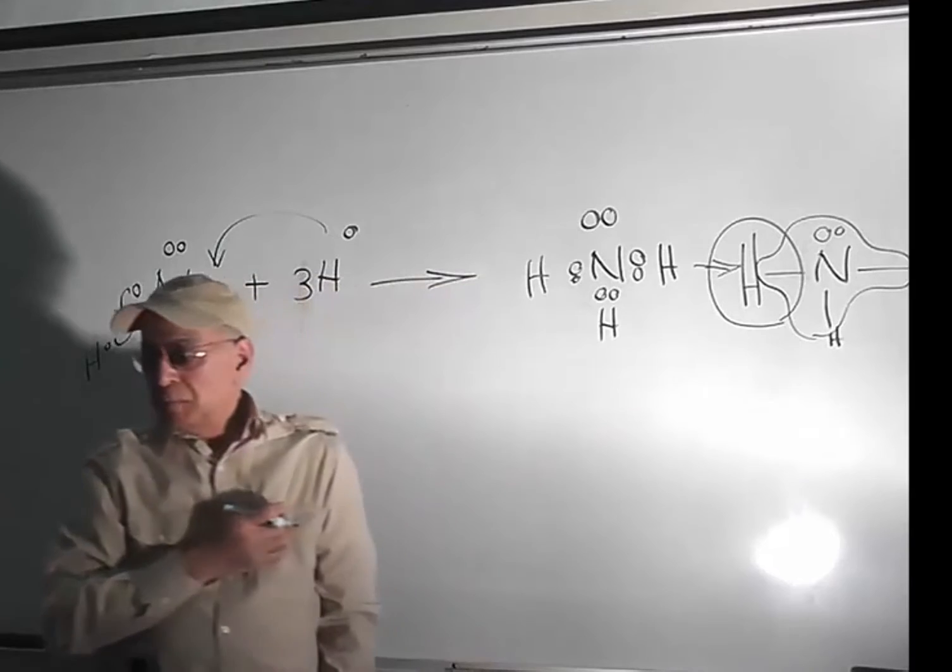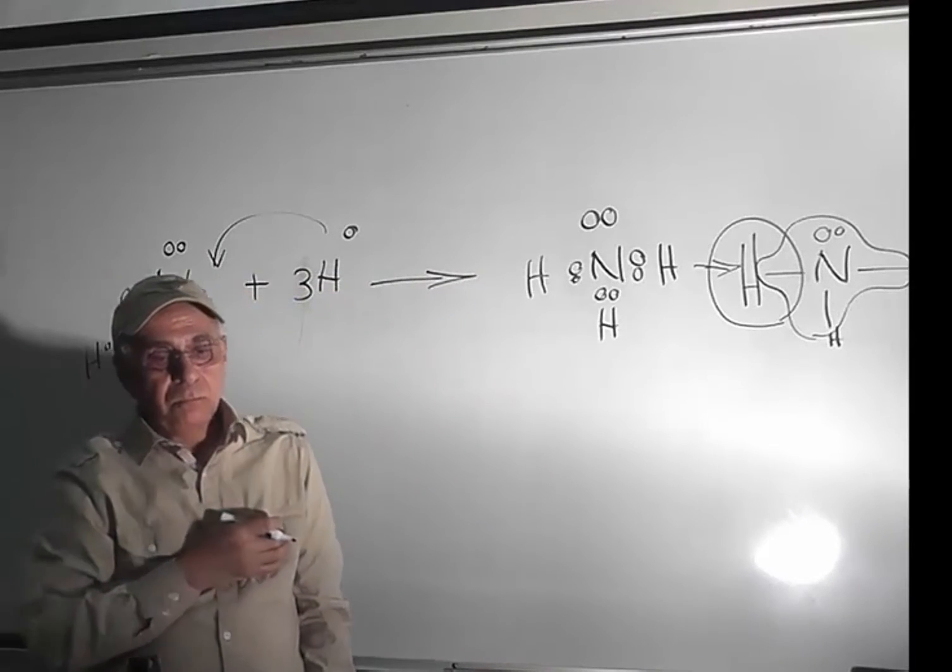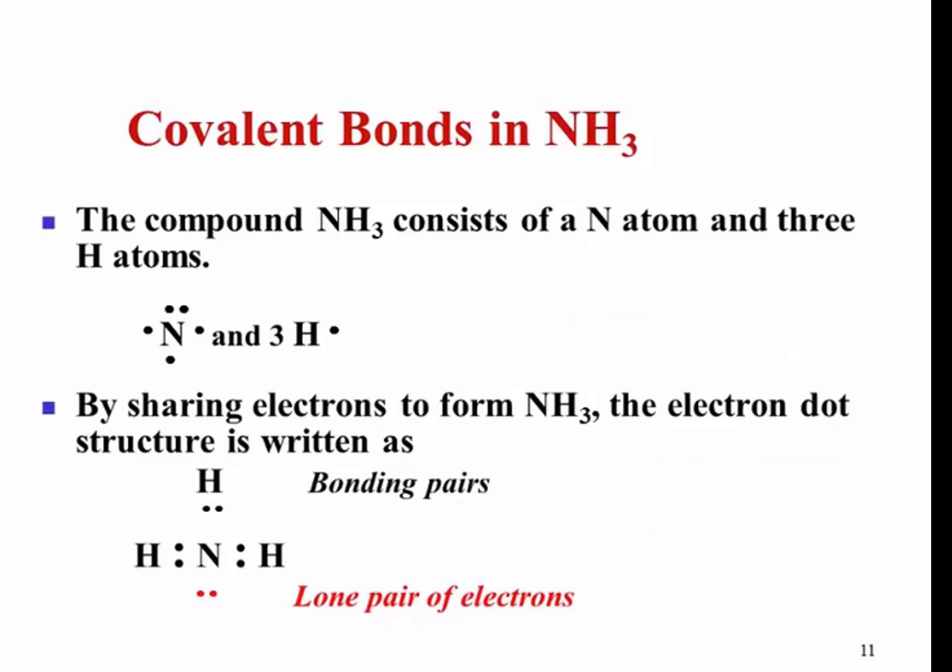That's why nitrogen does not react with 2 hydrogens or 1 hydrogen. It really needs 3 hydrogens to have a complete octet.